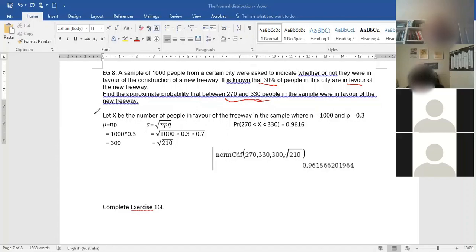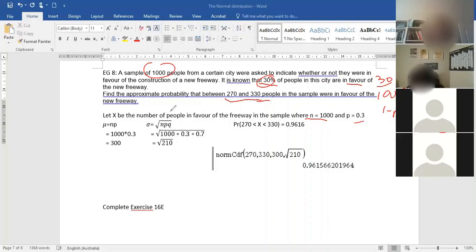Okay, so we've got our sample. There are 1,000 people in our sample, so there's our n, 1,000. It says 30% of them are in favour, 30 divided by 100, 0.3. That means my 1 minus p, or my q, must be 0.7 because, of course, they add up to 1. So we've got my p. Now, this is what we know.